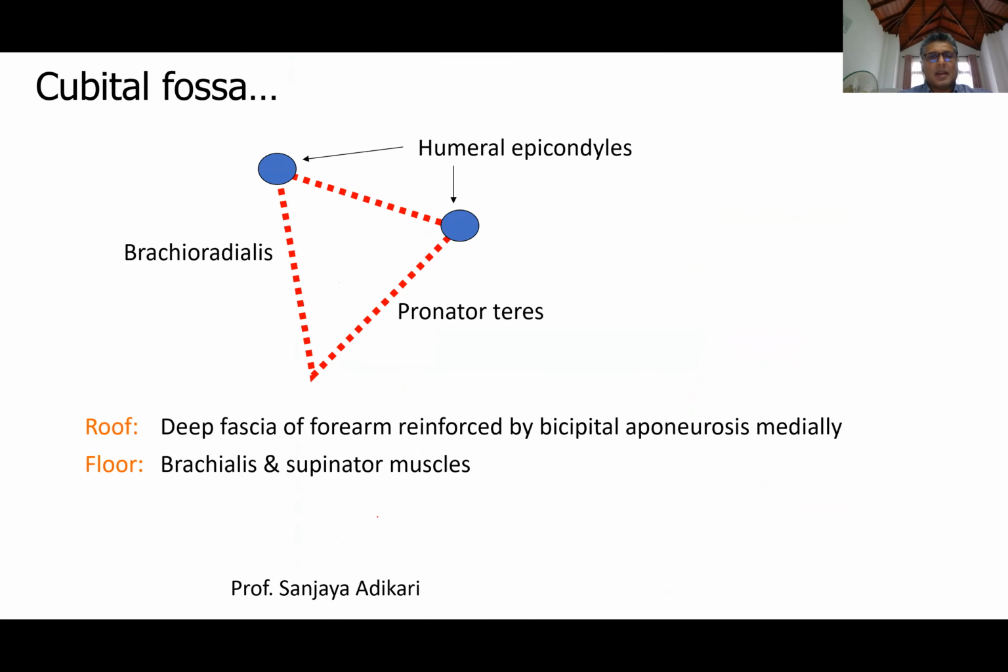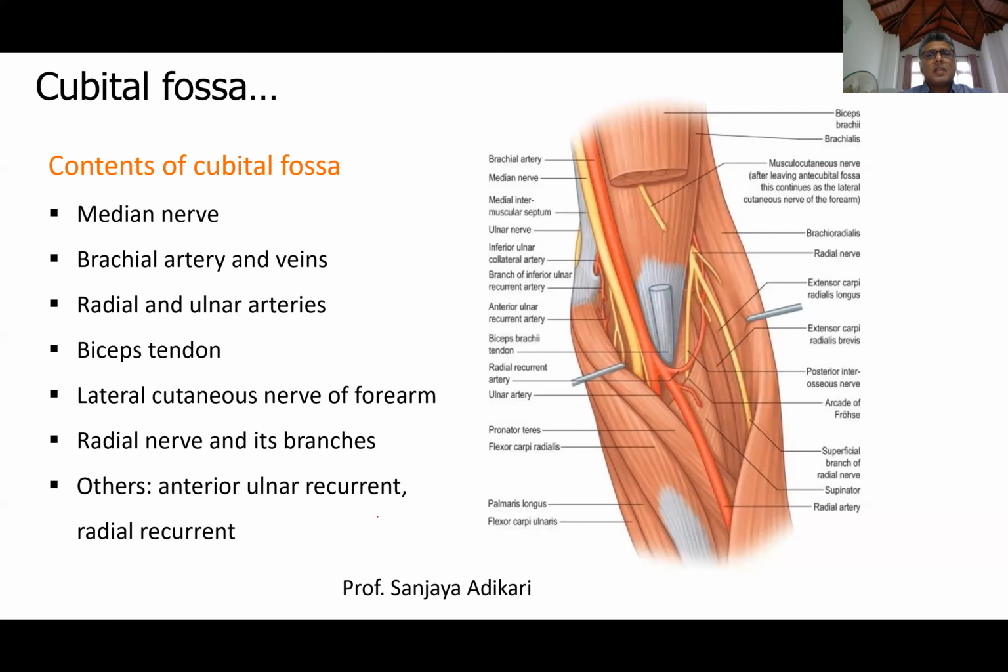So you know this part, I need not spend too much time on this. And when it comes to contents of the cubital fossa, the main contents mentioned in most places are the tendon of biceps, the median nerve, the brachial artery and its venae comitantes, and the lateral cutaneous nerve of the forearm, the continuation of the musculocutaneous nerve. These are the main contents of the cubital fossa that are usually mentioned.